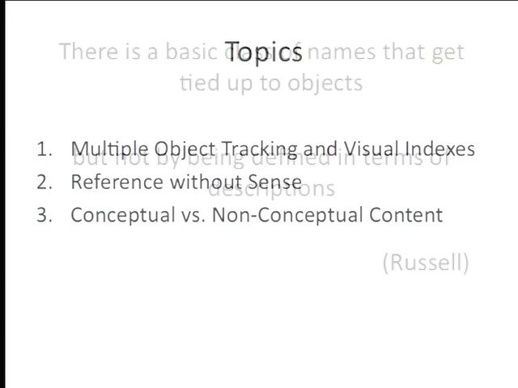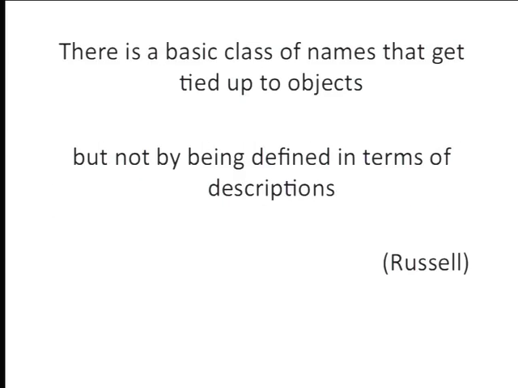Okay. So remember when Russell was talking about reference? I mean, Pylyshyn really makes this connection to Russell, but I know it's a long time ago now. But Russell was arguing there has to be a basic class of names that gets tied up to objects, but not because they're defined in terms of descriptions. Why was that? What was Russell's objection to the description theory of reference?